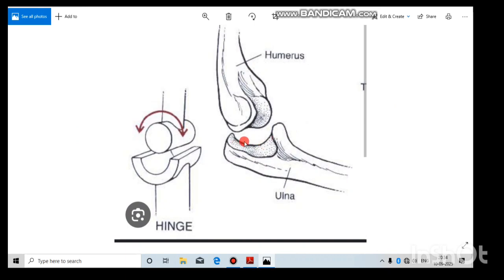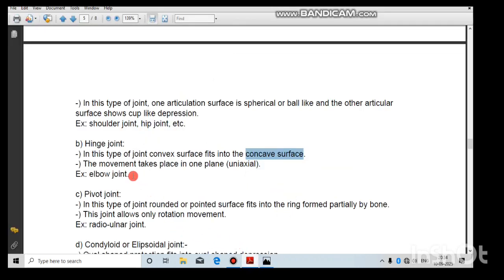It has got a concave surface here. There is a second bone which is going to form a joint with this bone, and that bone has got a convex surface. So this type of joint we will call a hinge joint. The best example is our elbow joint, okay, that is the best example.